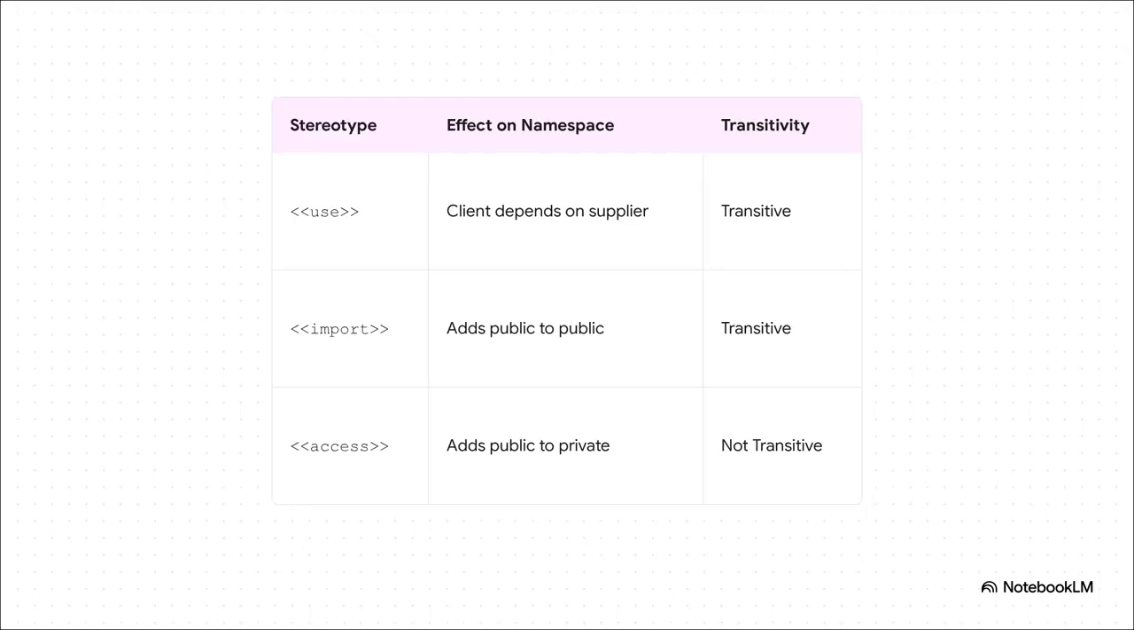Okay, this table really sums it all up. Look at the key differences. Use is just a generic dependency. Import pulls public members in and keeps them public. Access pulls public members in but makes them private. And that last column is critical. Import and use are transitive, but access is not. Understanding this is absolutely essential if you want to design a clean, maintainable system.